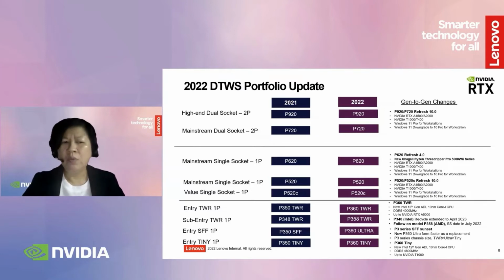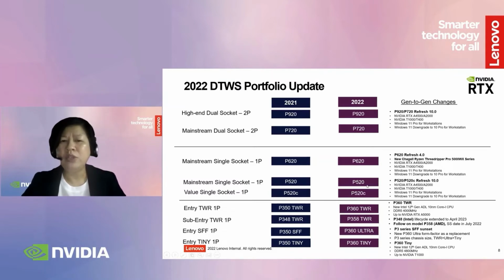We also have a sub-entry range, which is the P358 Tower. This is running on AMD processor. The P348 Tower is running on Intel. So for people who are looking into slightly below the entry level, the P358 will be a choice. Then P360 will be the Tower model, and it will offer you the 12th gen Alder Lake processor, and you can go all the way up to an RTX A5000 graphic card.